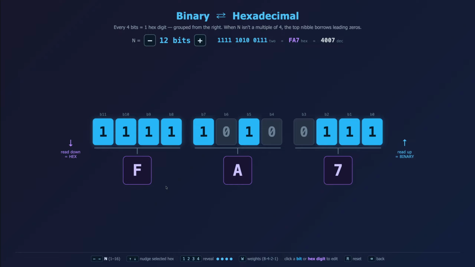All right, so that's the basics of hex and conversion between binary and hexadecimal. I think it's pretty easy to go back and forth. That's the whole point. Don't overcomplicate this. It's really easy to do binary to hex and hex to binary.